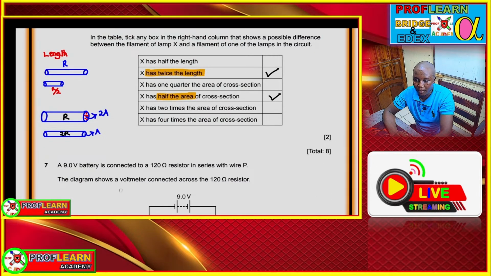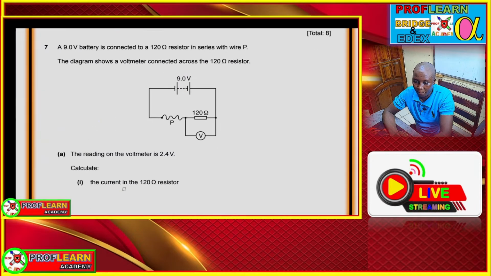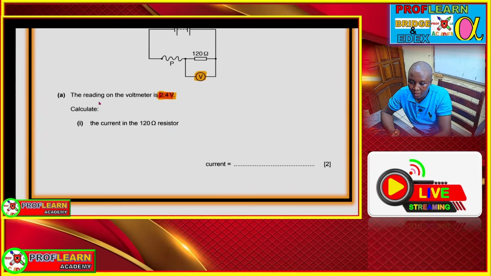And number 7 is talking about a 9.0 volt battery connected to a 120 ohm resistor in series with wire P. And we are told that the reading on the voltmeter is 2.4 volts. So which means that 2.4 volts is across the 120 ohm resistor. Now, since we had an EMF of 9.0, it means we can be able to know the potential difference across P. So we're going to look at that. But meanwhile, let's find the current in the 120 ohm resistor.